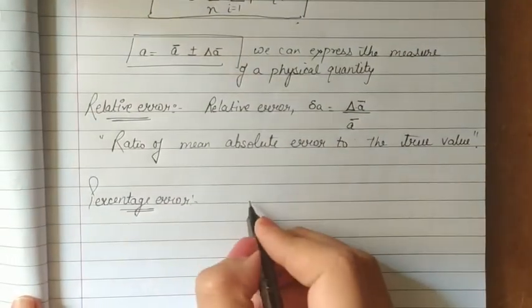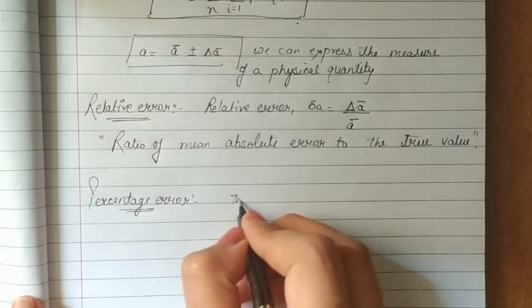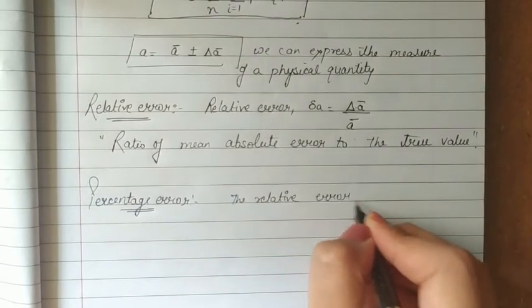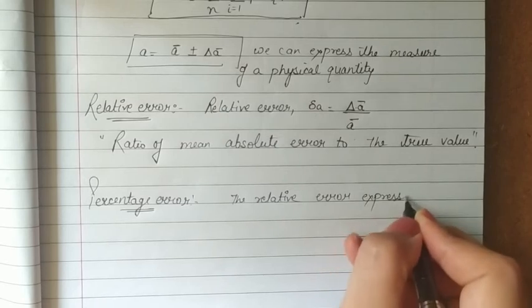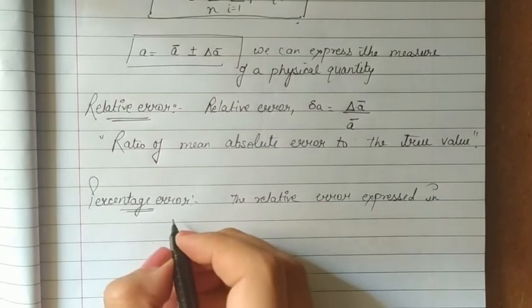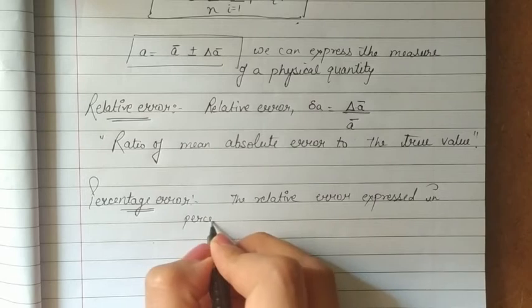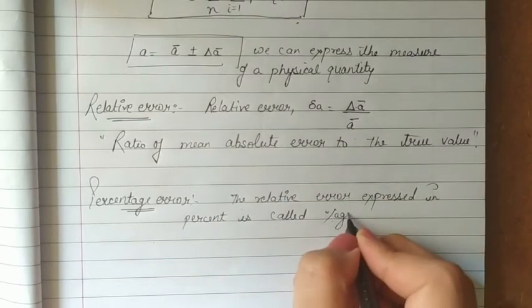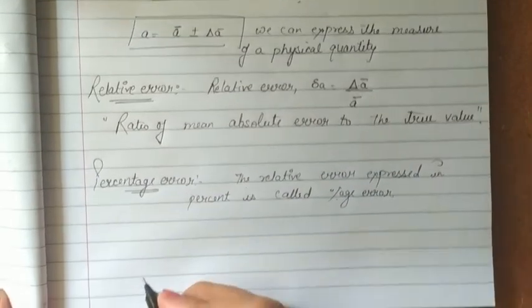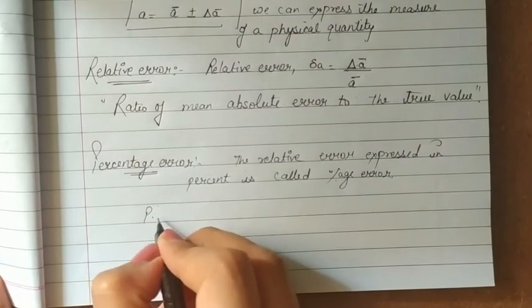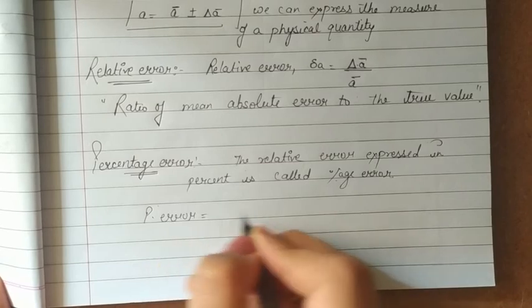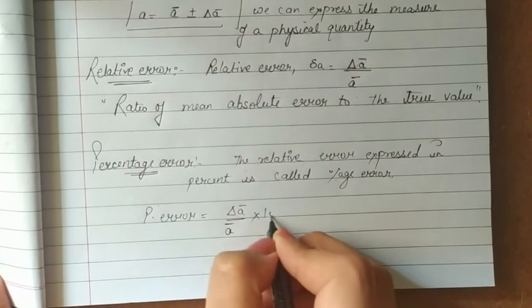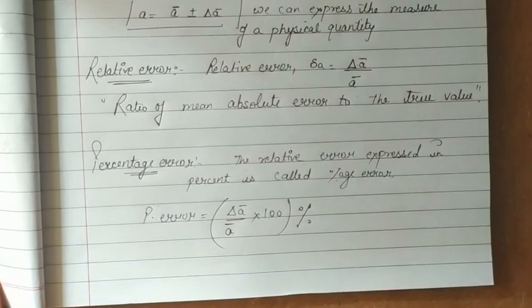So percentage error को हम लिख सकते हैं: the relative error expressed in percent is called percentage error, right? So it can be expressed as percentage error is equal to relative error, means delta A bar upon A bar, into 100. This much percent is called percentage error.